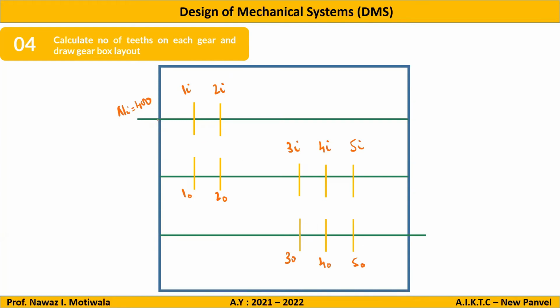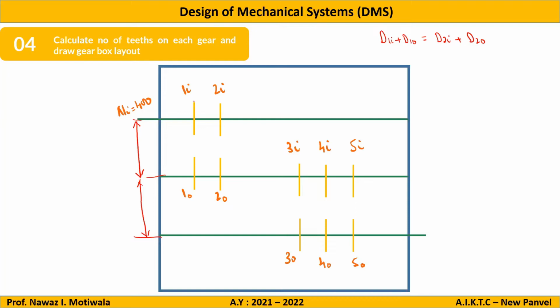Now just tell me, if I want to keep this center to center distance the same, if I want to keep this distance and this distance constant, what can you tell about these two? What should be there? Okay, let me write first. Can I write the diameter of first input plus diameter of first output should be equal to diameter of second input plus diameter of second output? Can I write this? Yes sir.